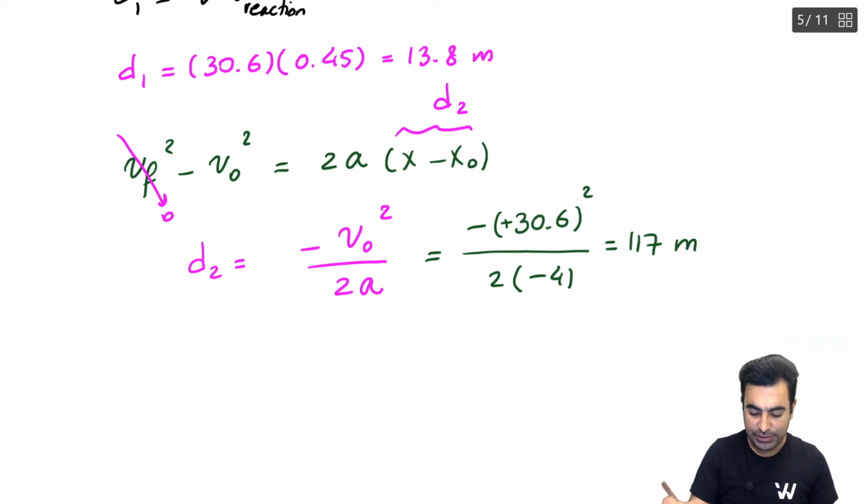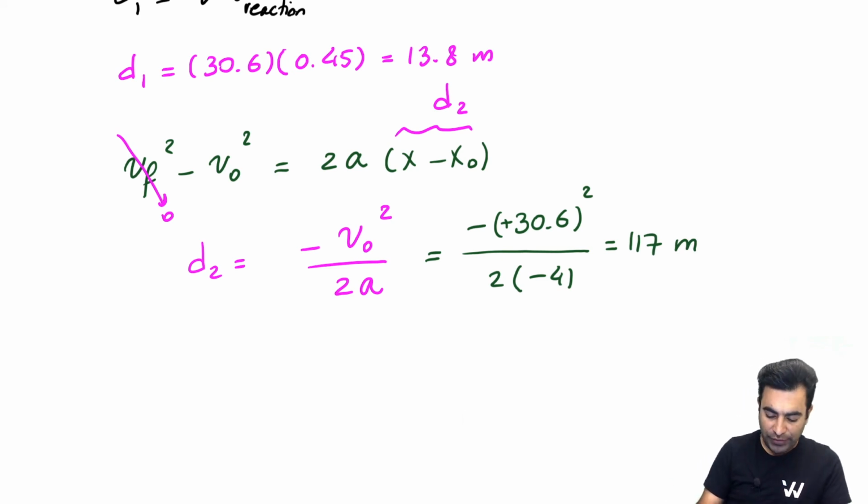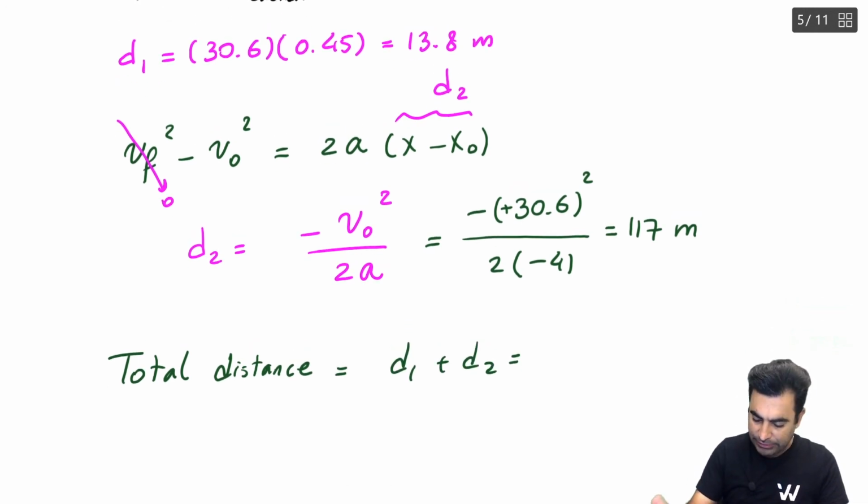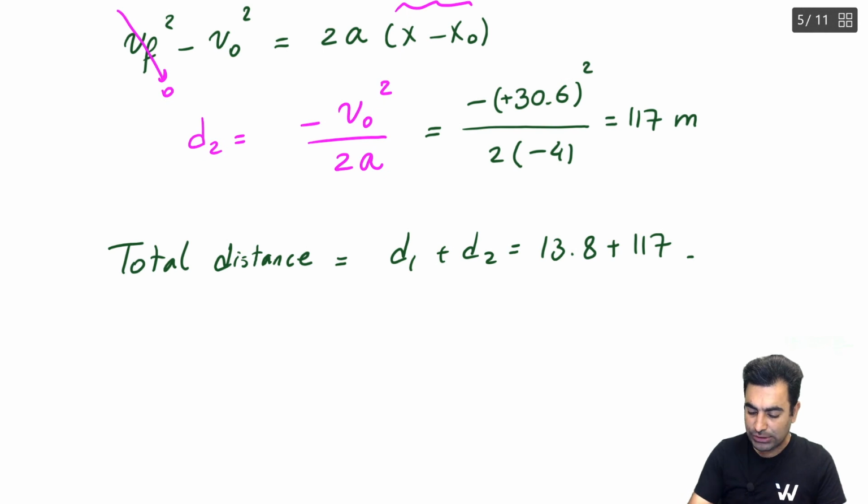Okay, so to find the total distance traveled during this stopping motion, I just need to add the 2 distances I found above. The first distance in the reaction time was 13.8. The second distance was 117, and altogether I have 131 meters. That's the total distance traveled.